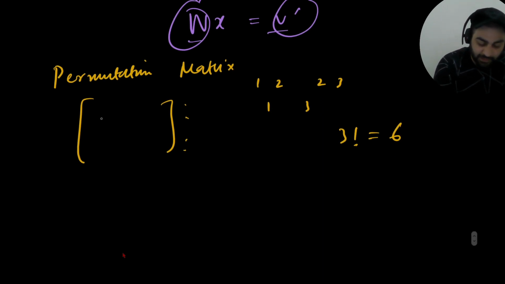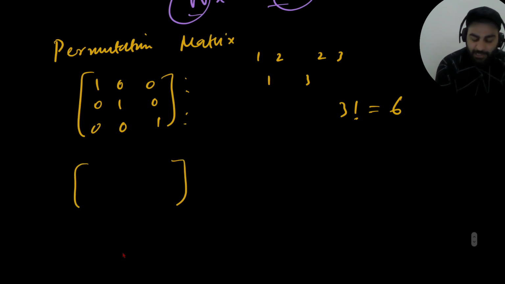Let's suppose the first way is I'll do nothing. This is no change. If I want to change the first row and the second row, how to change that? First row with the second row. So the first row should be changed with the second row, so I'll put 0 1 0.